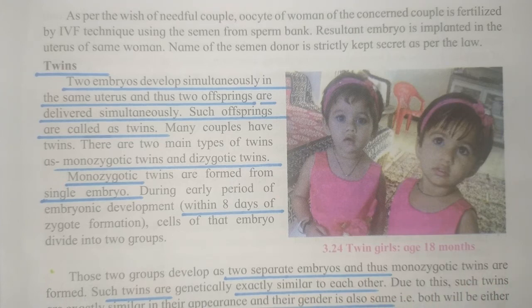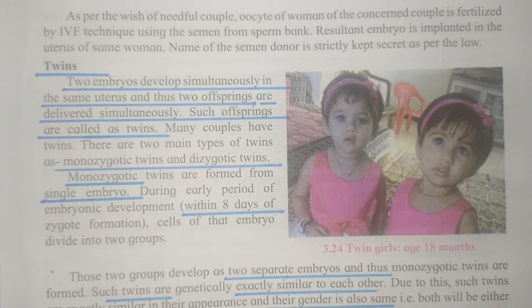Look at something about these monozygotic twins. Such twins are genetically exactly similar to each other. Due to this, such twins are exactly similar in their appearance, दिसायला अगदी सारखे दिसतात, and their gender is also the same, means both will be either girls or both will be boys.